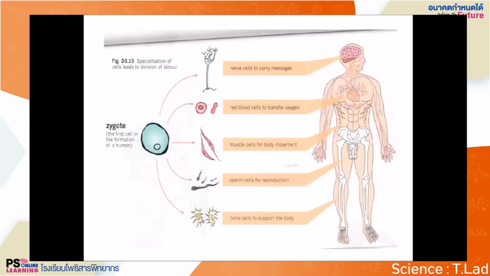So nerve cells to carry messages, red blood cells to transfer oxygen, muscle cells for body movement, sperm cells for reproduction, and bone cells to support the body.